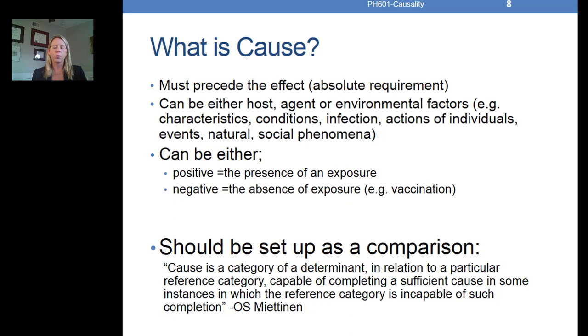Miettinen, who's a pretty well-known epidemiologist, he says that cause is a category of a determinant in relation to a particular reference category that's capable of completing a sufficient cause in some instances in which the reference category is incapable of such completion. That's tremendously wordy in my opinion. It doesn't really get at the true definition of cause in a simplistic way. But what he's talking about is what we're going to talk about next, which has to do with the idea of necessity and sufficiency.